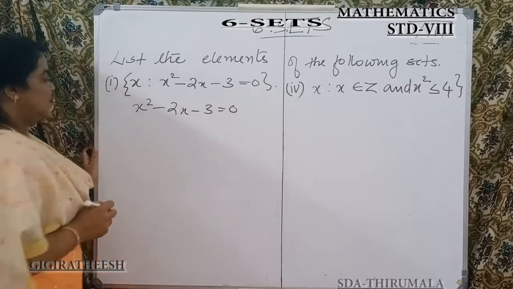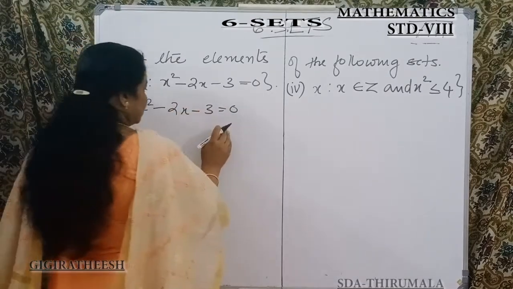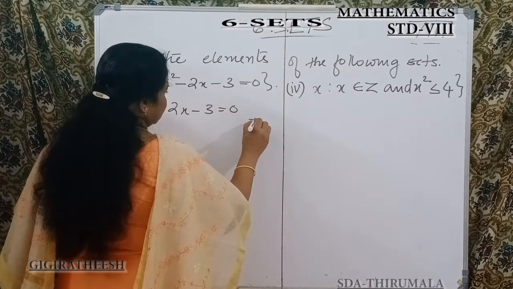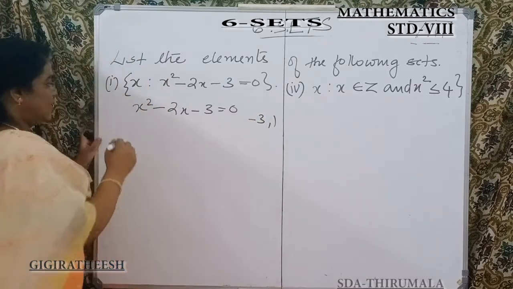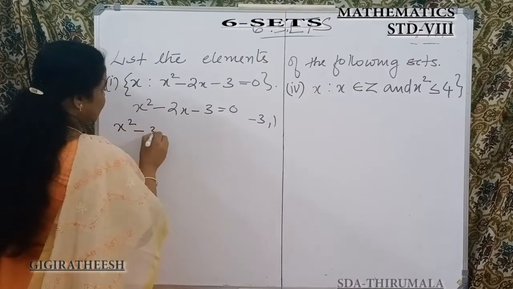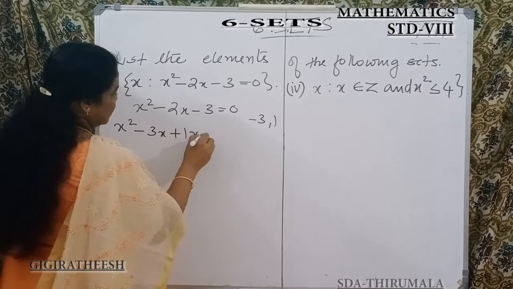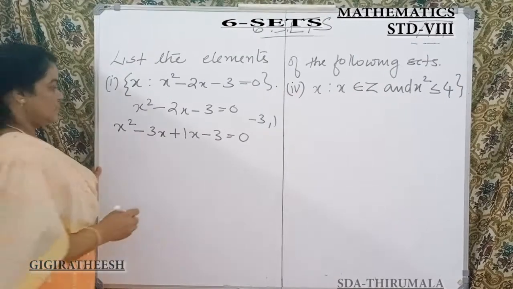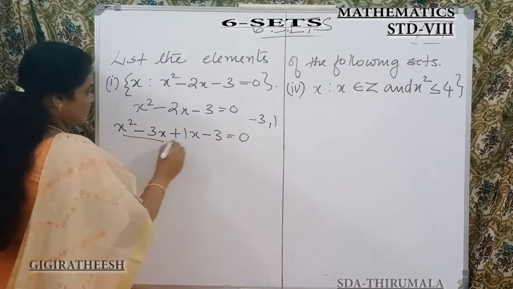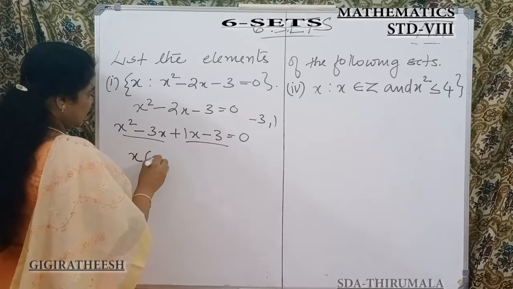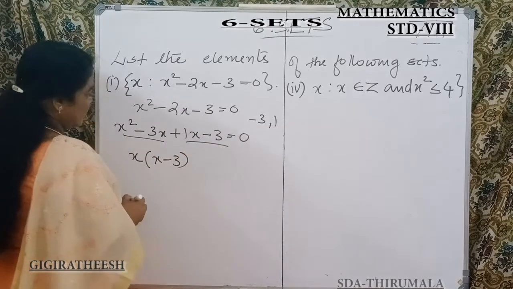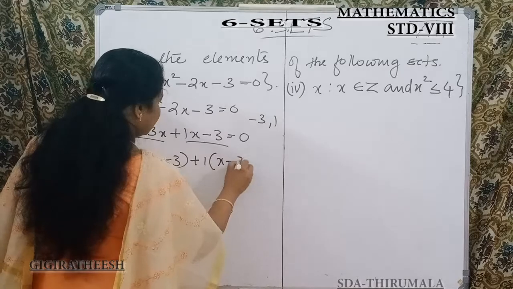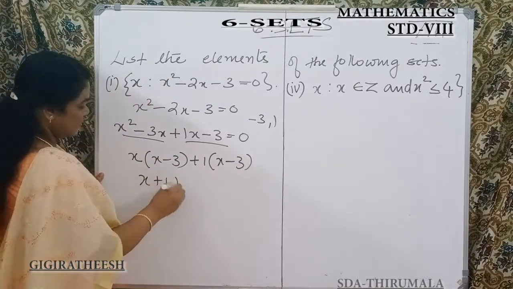We want to find the two factors whose sum is minus 2 and product is minus 3: that is minus 3 and 1. Splitting the middle term, x square minus 3x plus 1x minus 3 is equal to 0. Taking the common factor outside, x is common here, that is x minus 3, and plus 1 is common here, that is x minus 3. So we get x plus 1 and x minus 3.